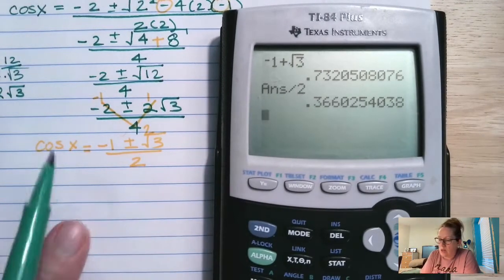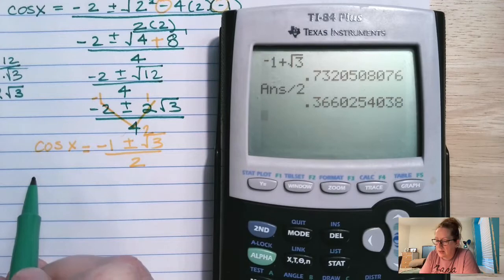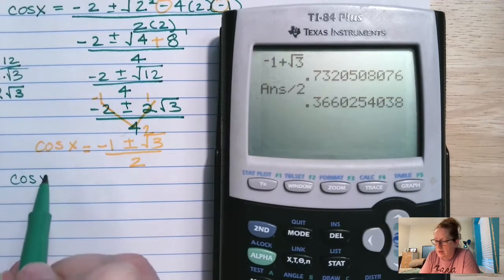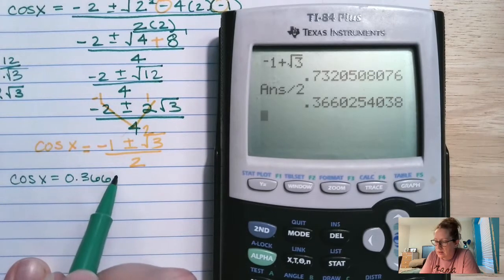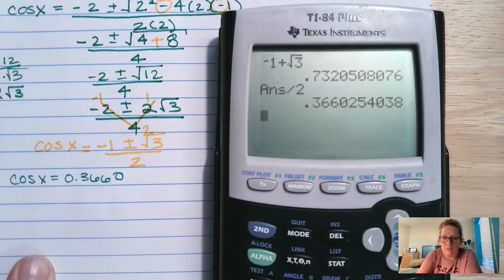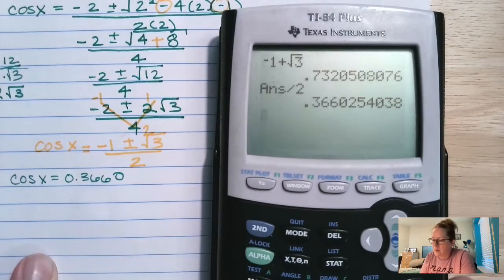So for the plus, I get cos x equals 0.3660. Okay, and then we're going to do the minus one.